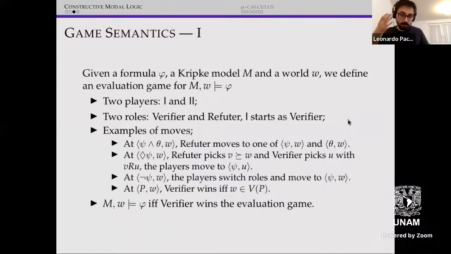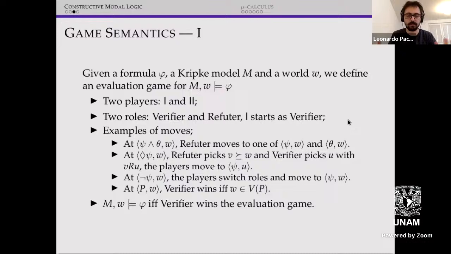So okay, we can already think of a game semantics from the point of view of modal logic. Now, this is still not that interesting. We don't get that much, but let's set up everything for now. Let's say that we have a formula, a constructive Kripke model, and some world. We can define an evaluation game to check if this formula phi holds at the world W.